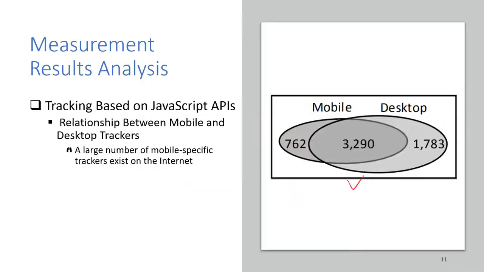The Venn diagram over here shows the relationship between the 4,000 JS trackers identified on the mobile environment and the 5,000 JS trackers identified on the desktop environment. So overall, we found that over 3,000 of them are shared between those two environments. However, we also found there's a large number of mobile-specific JS trackers. Like here, we identified over 700 mobile-specific JS trackers.